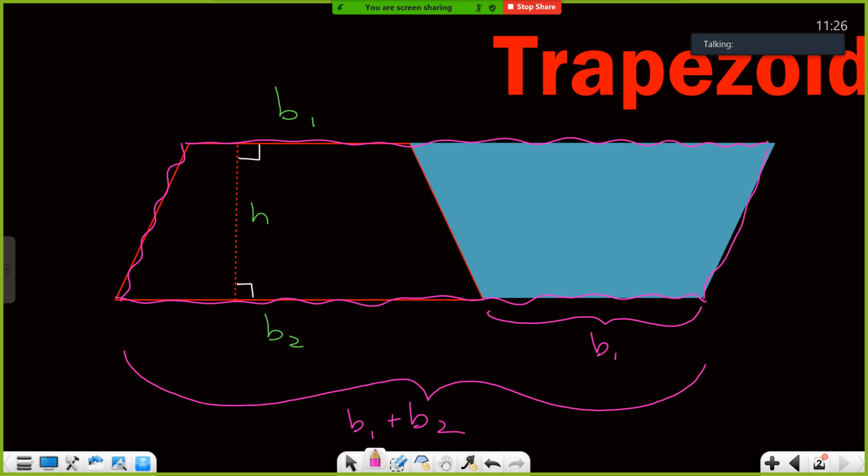Chris? Base times height. Which is, in this particular case? Height times base 2 plus base 1. So to get technical, we would do this so that we don't have any problems. So that's the area of the pink parallelogram. But we don't want the parallelogram, we want the trapezoid.